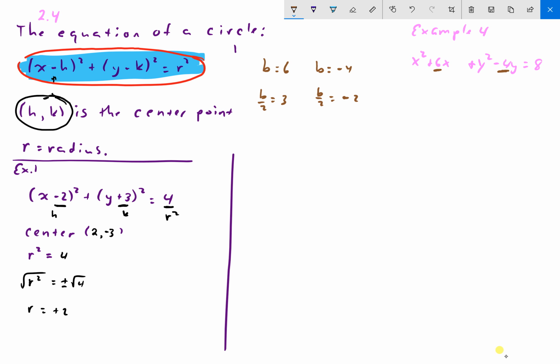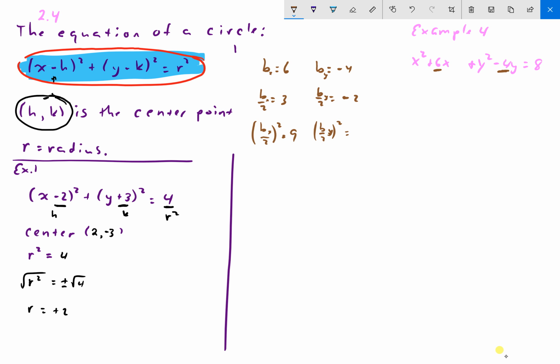Now really I should call this b1, b2, or bx, by. You don't have to if you know what you're doing. I'm doing it because it really is a little bit more formal. That's supposed to be a little y.